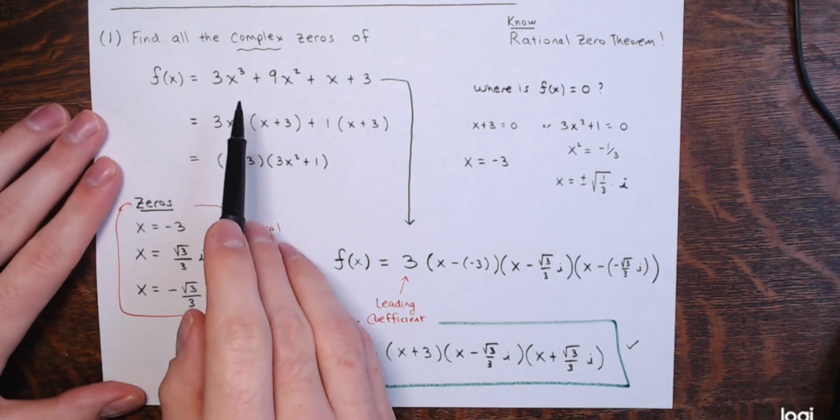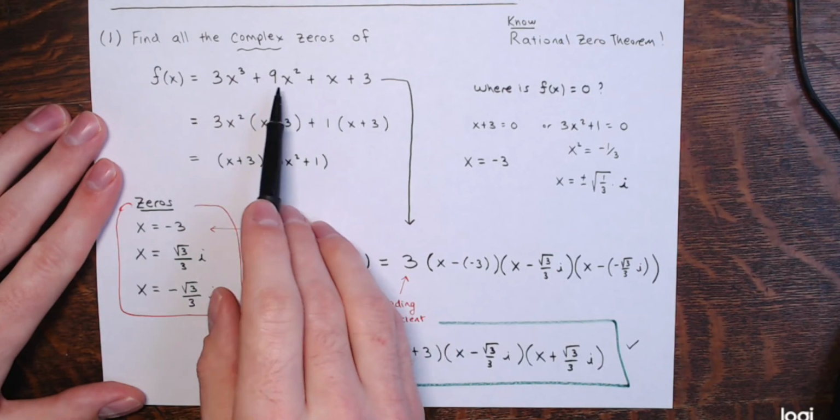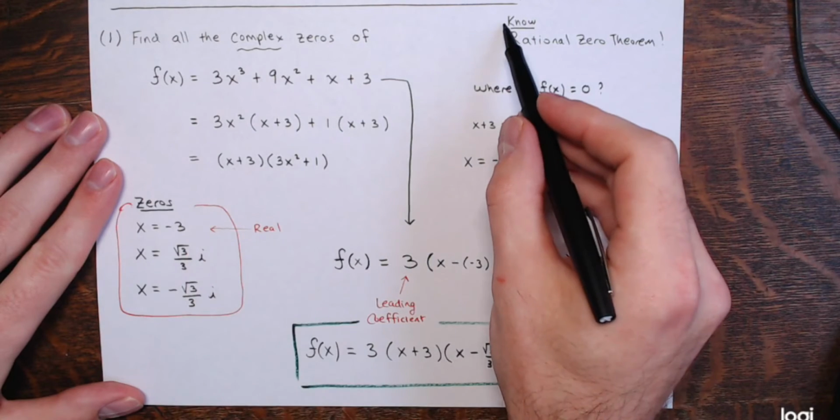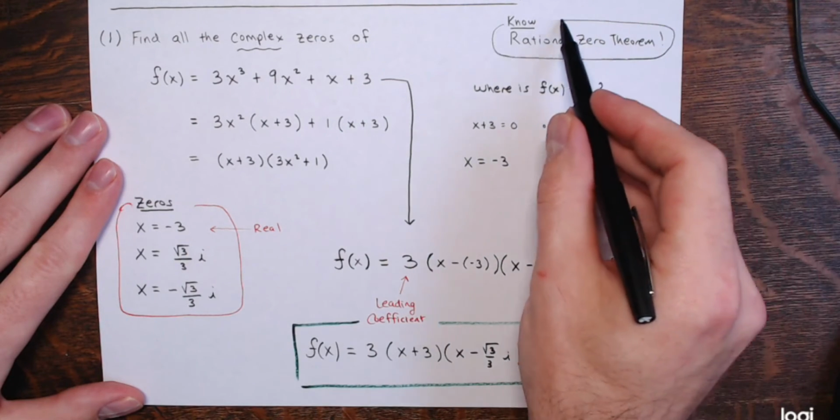Now, this particular one was factorable by grouping, right? So I didn't really need to use the rational zero theorem at all.